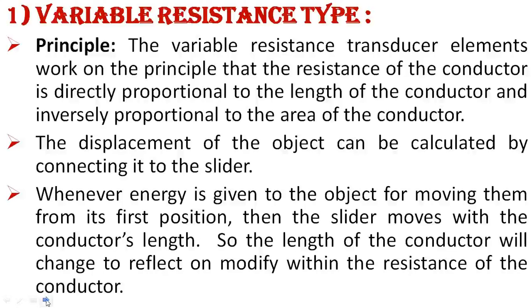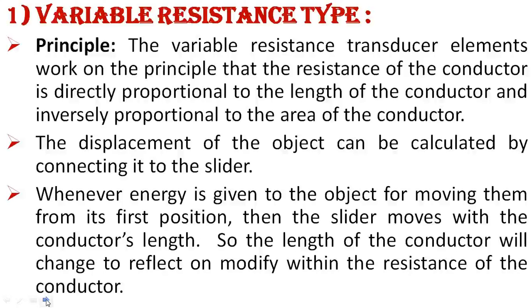Now, starting with the variable resistance type displacement sensors. What is the principle of that? The variable resistance transducer elements work on the principle that the resistance of a conductor is directly proportional to the length of the conductor and inversely proportional to the area of the conductor. We have to know how to calculate the value of resistance: R is equal to rho L upon A, where L is the length of the conductor and A is the cross-sectional area of the conductor. So the resistance of the conductor depends on these. That is the principle of the variable resistance type.